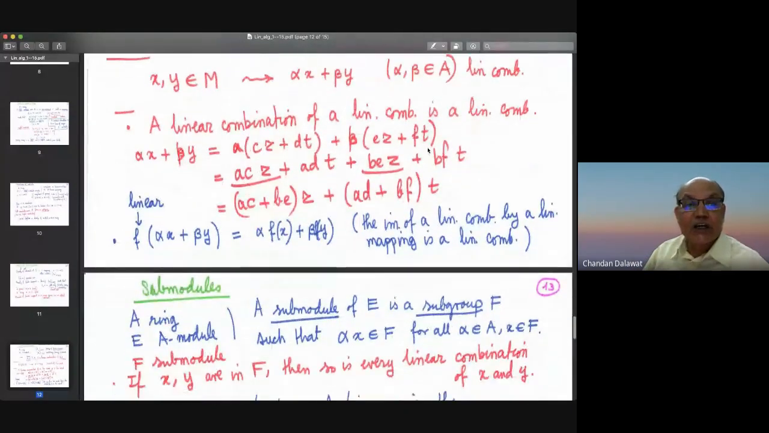So let us not talk about arbitrary families. Let's just take two elements, x and y in M. What is a linear combination of x and y? It is every element which can be written as alpha x plus beta y for some alpha and beta in A. That's a basic example of a linear combination. If you have three elements, x, y, and z, of course, a linear combination is any element which can be written as alpha x plus beta y plus gamma z, where alpha, beta, gamma are in the ring A.